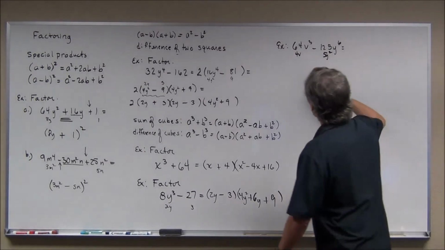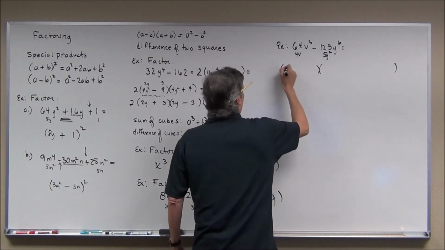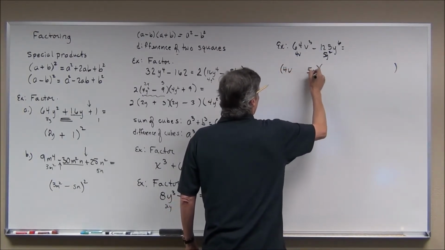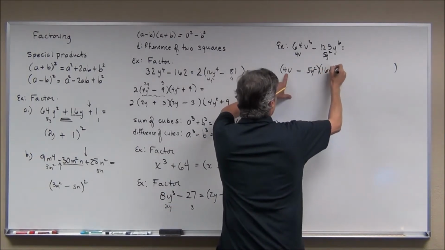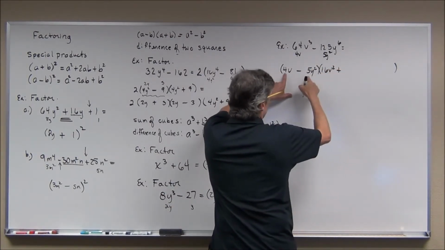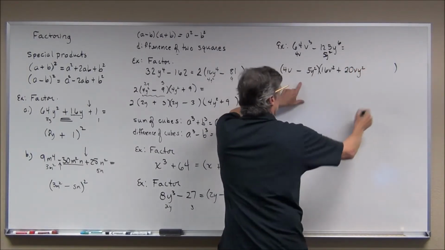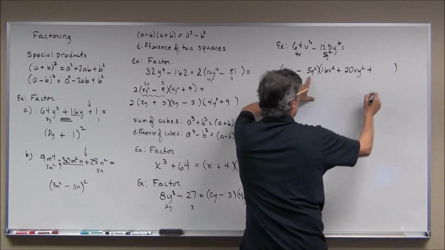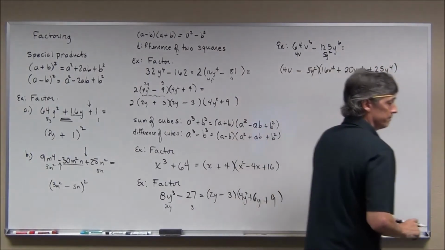Difference of cubes is going to give me a 4v and a 5y squared, minus, first term squared, opposite sign, take the product, that's 20vy squared, always a plus, and then the last term squared is going to be 25y to the fourth power.